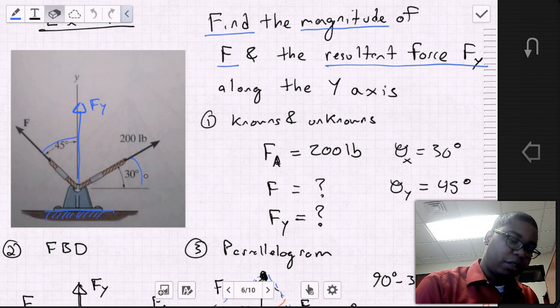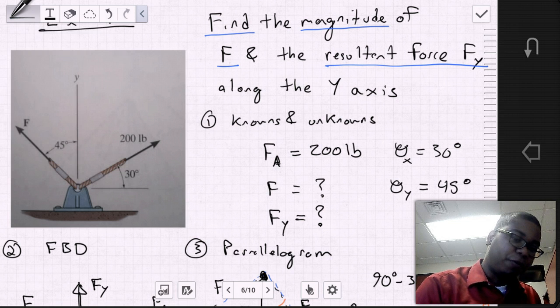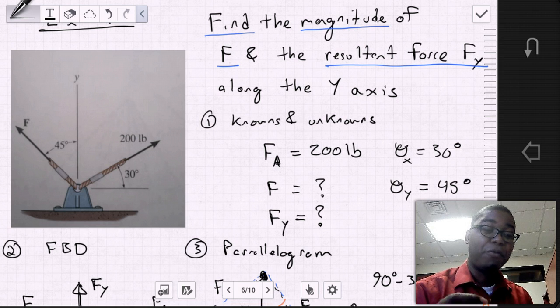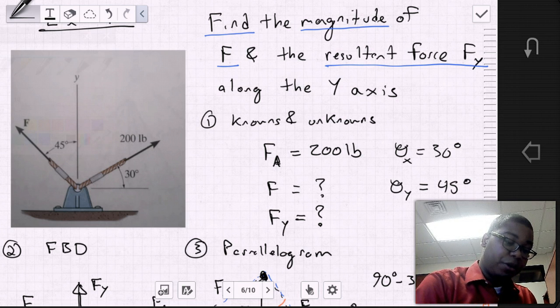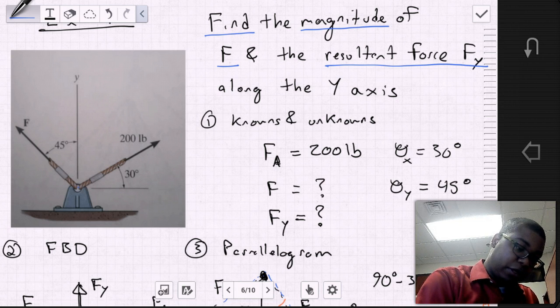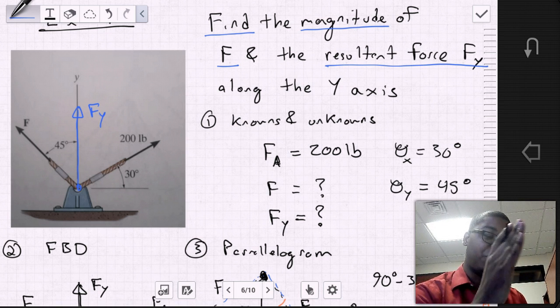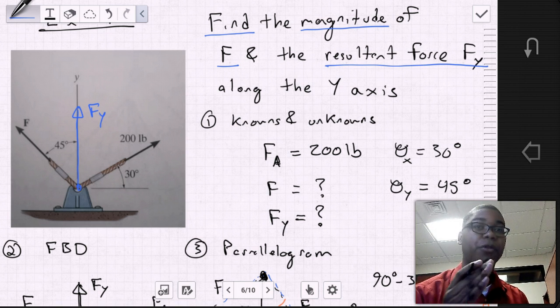So let me kind of clear this stuff out here, okay? It asks for us to find the magnitude of F and find the resultant force Fy that's along the y-axis. If we look at the diagram, it doesn't show us an Fy. So what this problem is asking us to do is to actually find some force vector Fy, which is directly directed along the y-axis, okay?